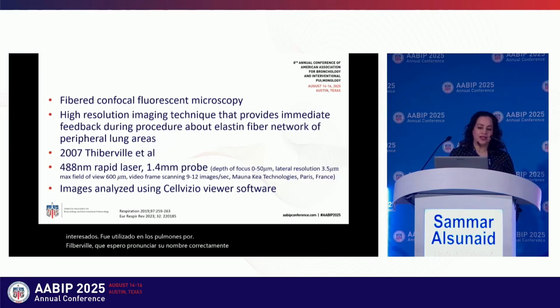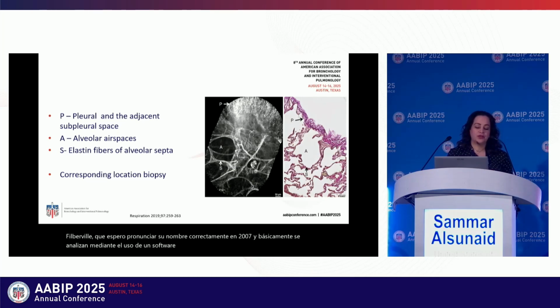And basically, they're analyzed via utilizing a Cellvizio software that gives you this image. So this is two. One is the Cellvizio image, one is the biopsy. You see the pleura, you see the alveolar spaces, you see the elastin fibers.